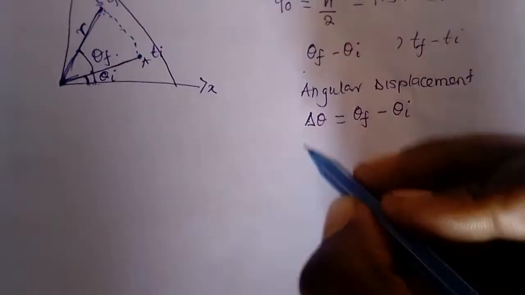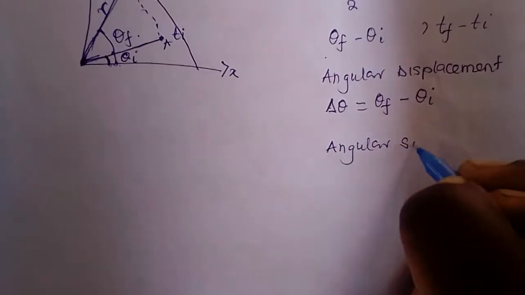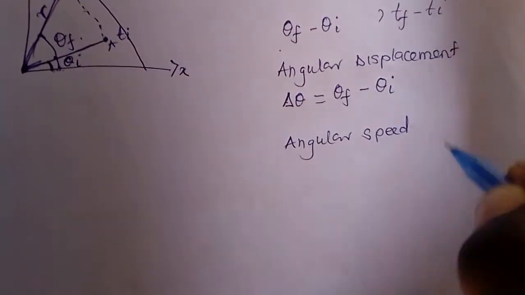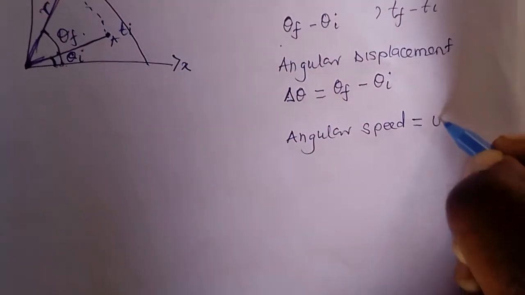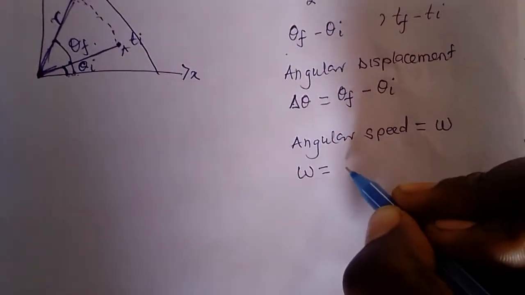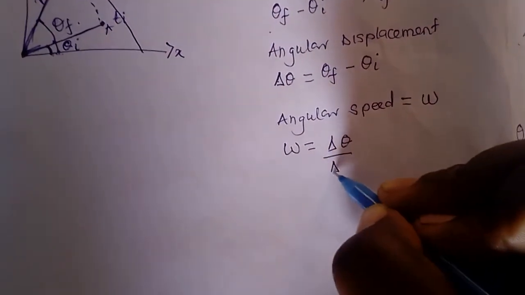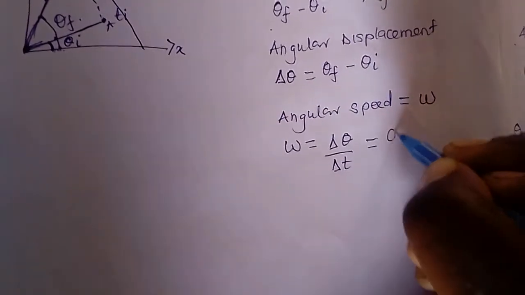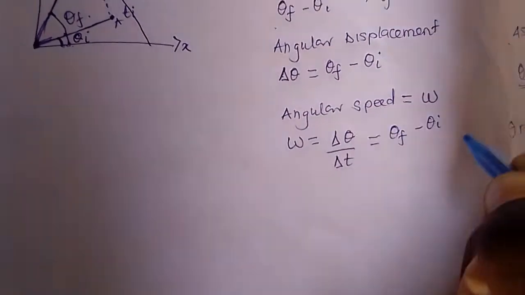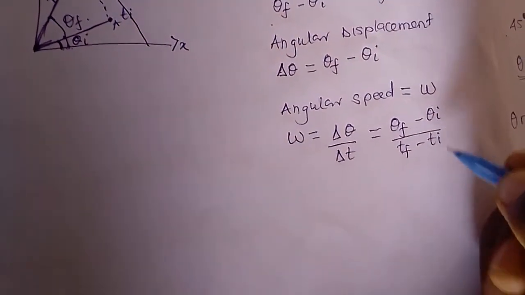Now we talk about angular speed. Angular speed is represented by a Greek letter known as omega. So omega is equal to the change in angular displacement with reference to the change in time, which is going to be equal to theta final minus theta initial divided by t final minus t initial. So we have that as our angular speed.